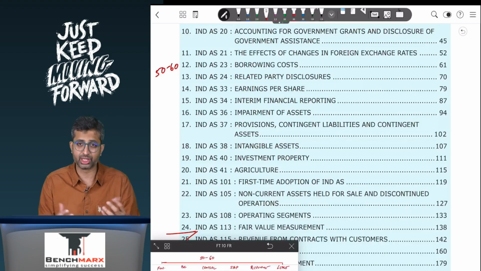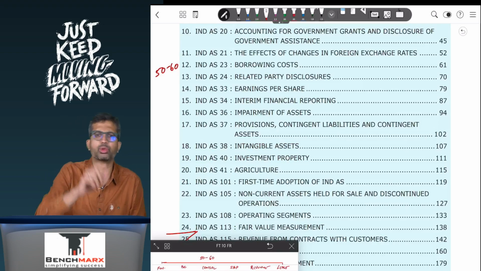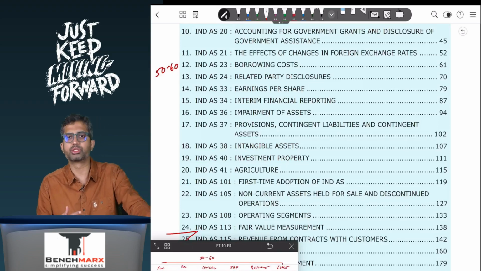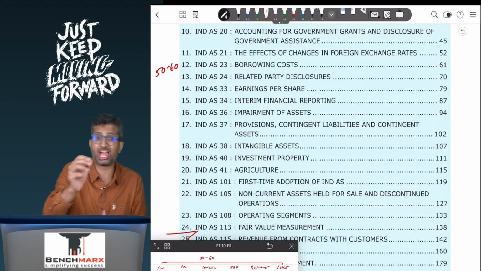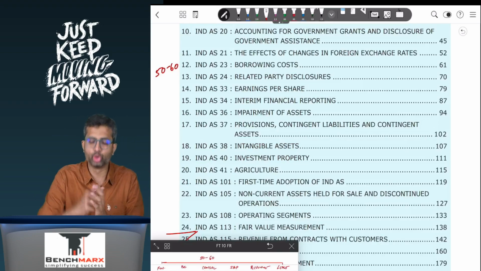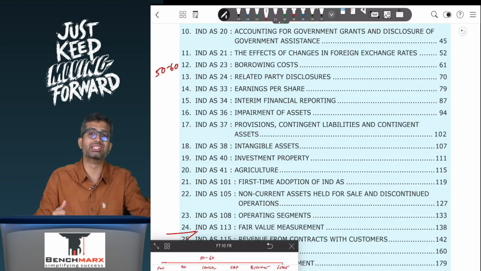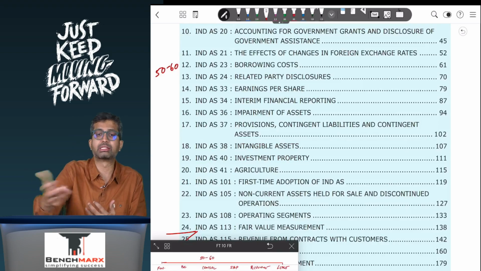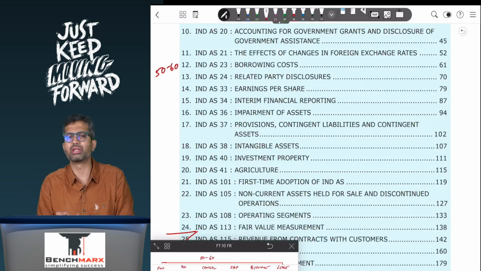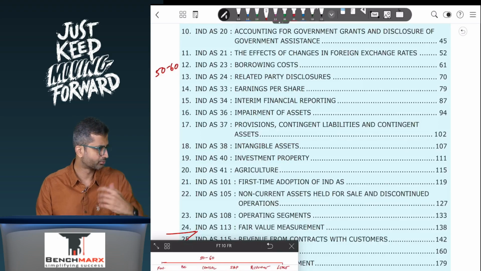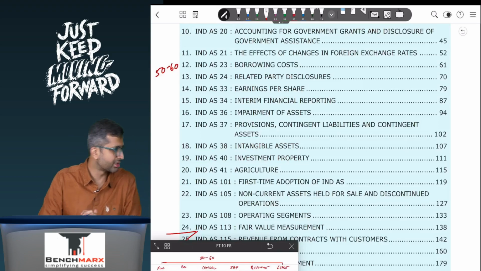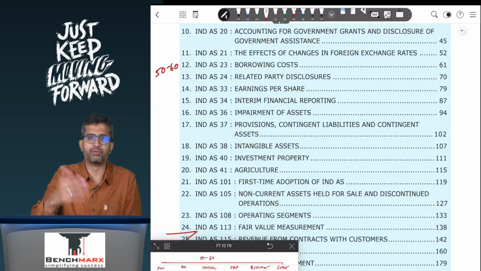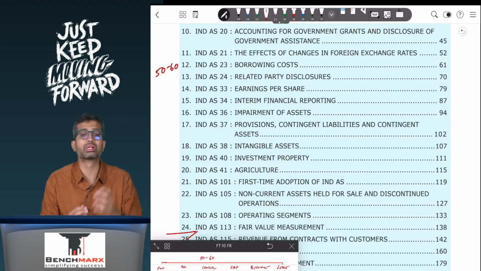For example, if you remember in AS 14, tell me in your CA Inter, if there is a difference between purchase consideration and net assets, it goes to goodwill, if it is positive. If it is negative, that means your purchase consideration is, let's say, 80 and your net assets are 100, then there is a negative 20 difference. Where does it go? Please answer in your chats. Difference, if it is positive, goes to goodwill. If it is negative, yes, it goes to capital reserve.